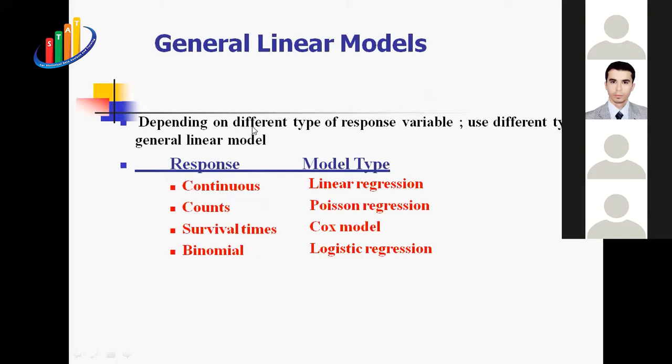Depending on the type of response variable, we use a different type of general linear model. When the response variable is continuous, then we use linear regression. When it is count, then we use Poisson regression. When there is a situation of survival time, then we use the Cox model. And when the response is binomial, then we use logistic regression, which we will discuss today.